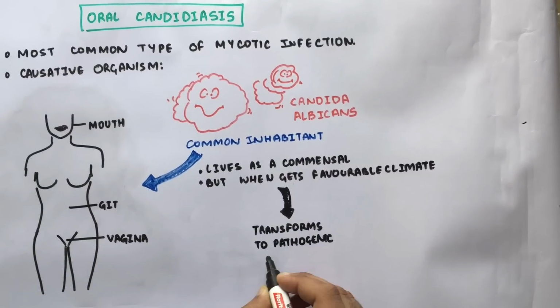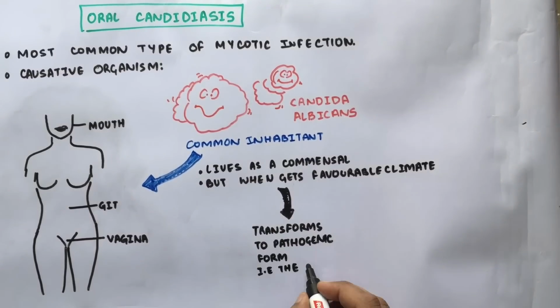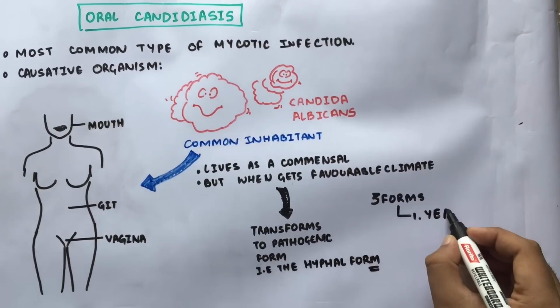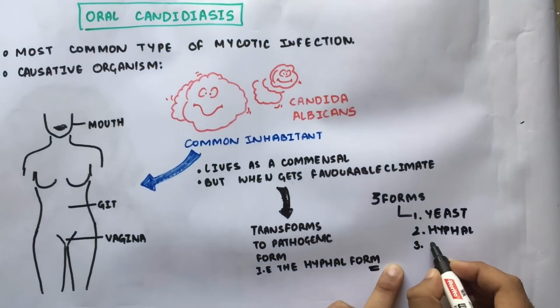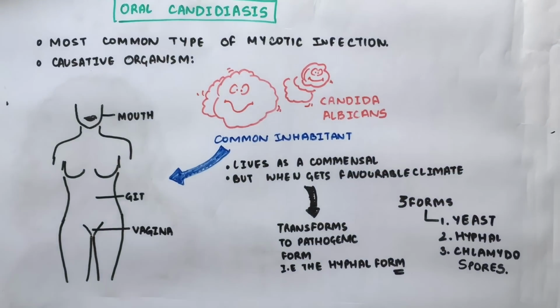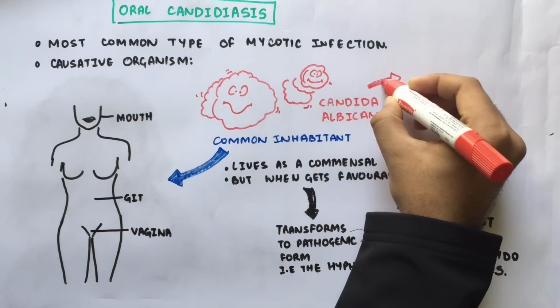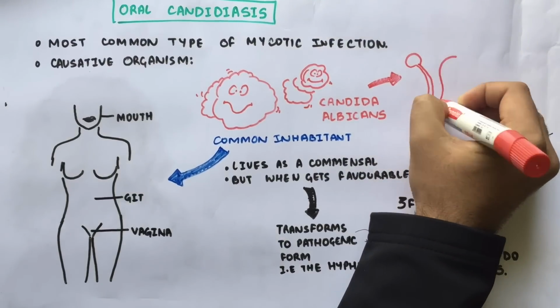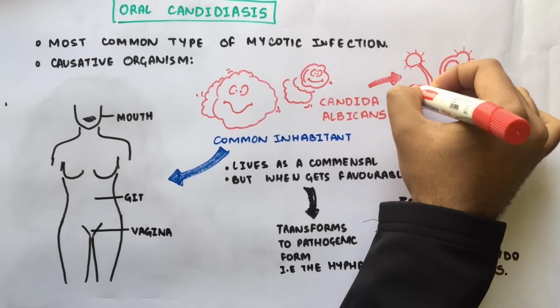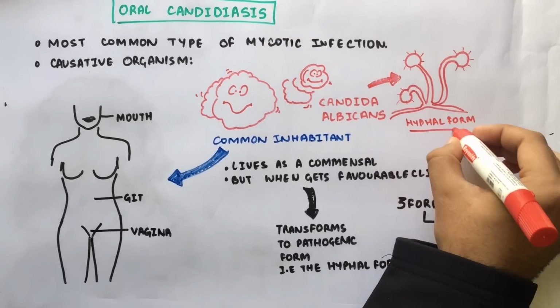Candida exists in three forms: pseudohyphae, yeast, and the chlamydospores. But only the hyphal form is the pathogenic form. So whenever the yeast form gets favorable conditions, it changes into the hyphal form. This is the disease causing form of Candida.